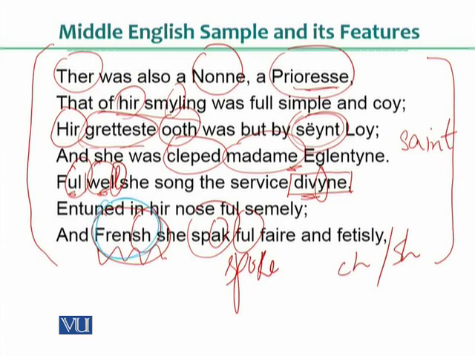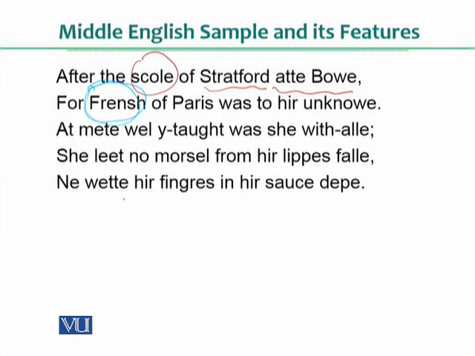Do you remember what we talked about? The ch and sh sound. This ch and sh sound was gradually developed as separate sounds later on in history. At Chaucer's time, this is how it was represented: "For French of Paris was to her unknown." Please notice this word, unknown. What we say is unknown.